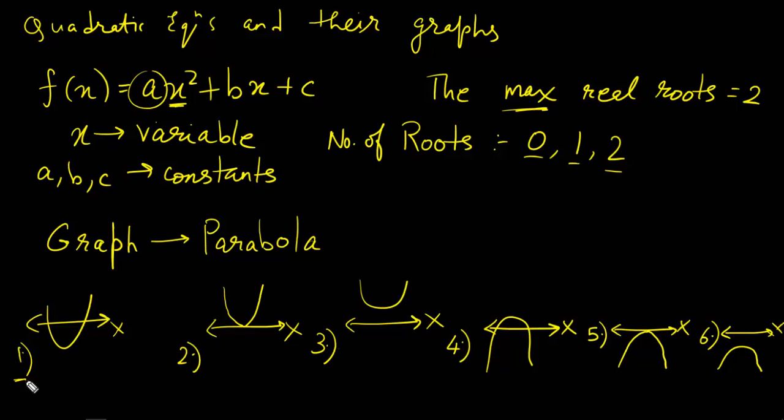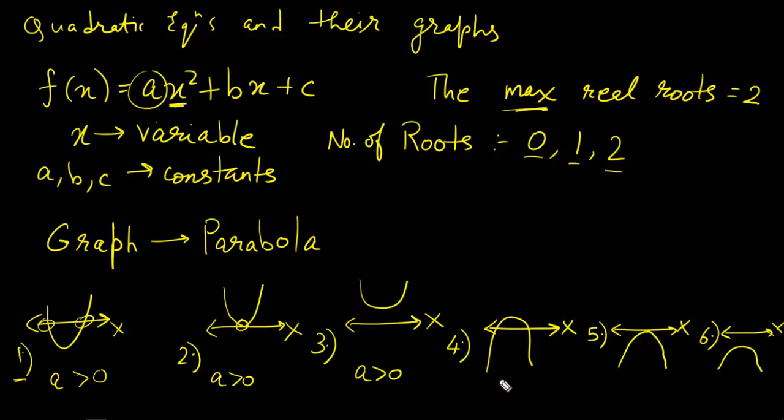In example number 1, we see that there are two roots of this equation and here a is greater than 0. In number 2, we see that there is one and only one real root of this equation and a is again greater than 0. Here, there are no real roots of this equation, and a is greater than 0 once more.